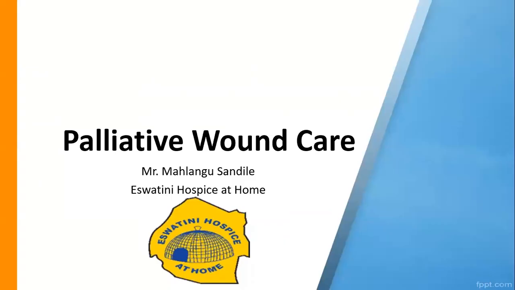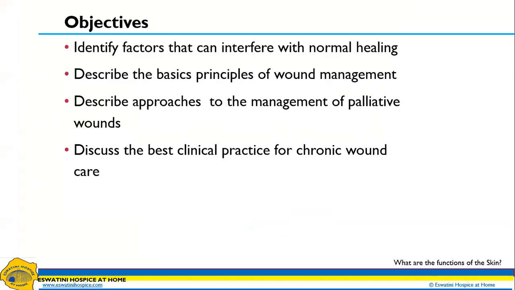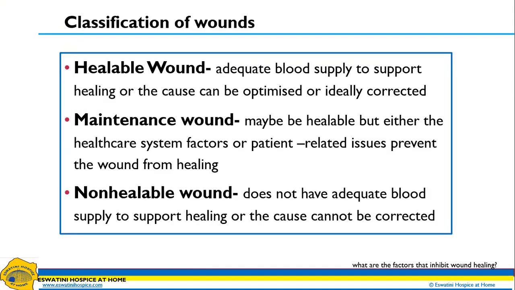So today we're looking at palliative care wounds, or those wounds that we are not going to heal. We'll look at factors that normally interfere with healing, then describe basic principles of wound management, then look at approaches to manage palliative care wounds, and then discuss the best clinical practice for chronic wound care that we all know. I'm aware that we all know this, and we will share best experiences together.